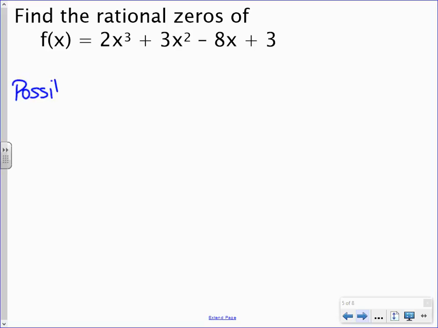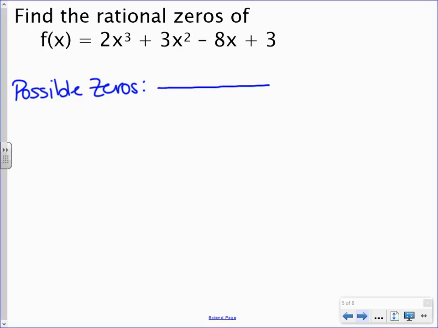We are going to make a list of possible zeros. Instead of just randomly trying numbers in our synthetic division, if we can create a small pool of numbers to choose from, it's not going to be quite as daunting of a task. So for our possible zeros, we need to take factors of the constant divided by factors of the leading coefficient.